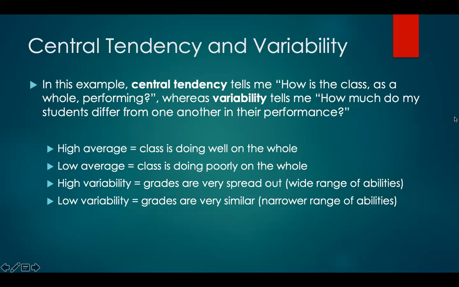So in this example, central tendency tells me how is this class as a whole performing, whereas variability tells me how much do my students differ from one another in their performance. So if I have a high class average, I get a sense that the class is doing very well on the whole. But if I have a low class average, I get a sense that the class is doing poorly on the whole. Now, if I have high variability, that means that grades are very spread out. So I'm dealing with a wide range of abilities. Now, if I have low variability, all of the grades are very similar, and I'm dealing with a narrower range of abilities from my students.